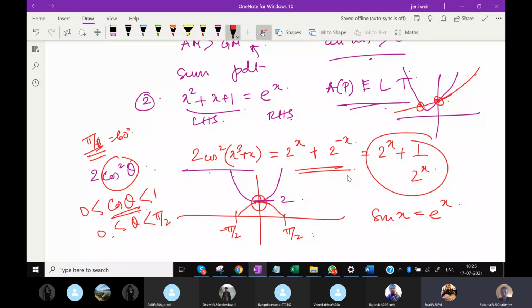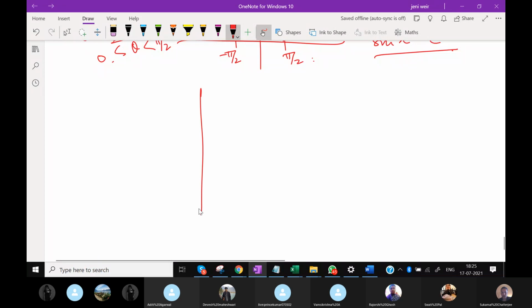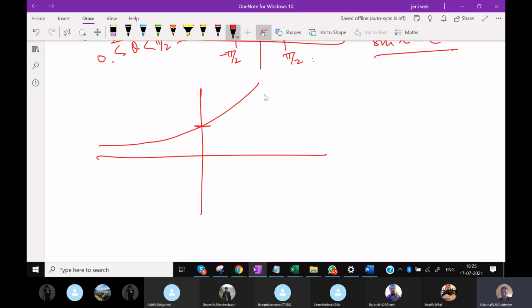So this is a concept based on which questions are asked. You will be given a combination of functions, and the question is how many points of intersection. Sin x is equal to e to the power x. So you have to remember the basic graphs. Any graph of the form a to the power x will pass through the point 0, 1. So e to the power x will also pass through this point. And any graph of the form 1 by a to the power x will be just a mirror image of that.